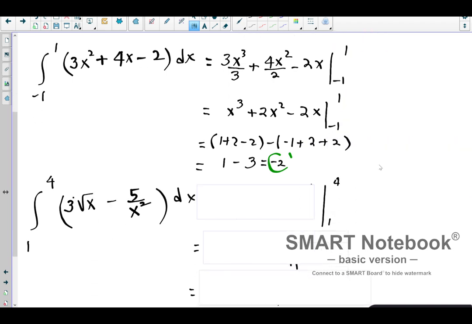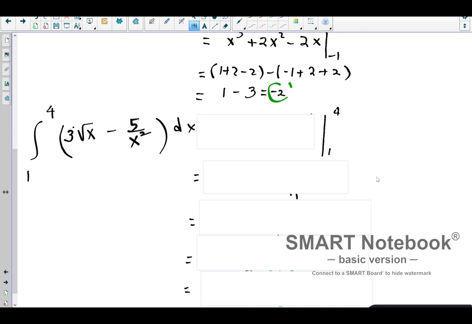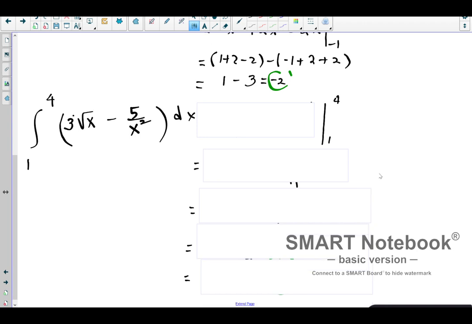All right, another example. This one will take a little bit more careful steps to integrate, like how to integrate square root of x, or how to integrate -5 over x squared, right? So the question is, integrate from 1 to 4 of 3 times the square root of x minus 5 over x squared. My suggestion is first to rewrite both of them.